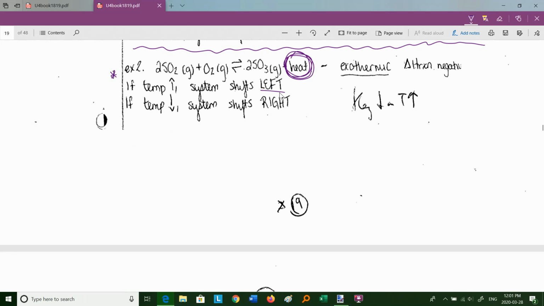So if you want less SO3 to be forming as equilibrium kicks in, kick up the temperature, and then you'll get more SO2 and more O2. If you want more SO3 forming, then take your flask and dump it into an ice bucket or something. Have an ice bucket challenge, and then the system is going to shift to the right. So KEQ goes down as the temperature goes up, because you'll have less products than reactants, and KEQ goes up as the temperature goes down for exothermic cases.